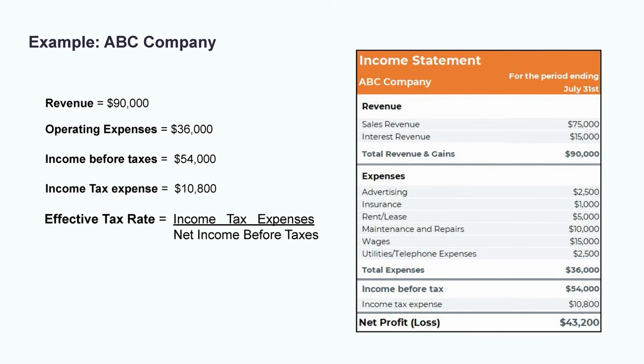We can calculate the company's effective tax rate here by taking the income tax expense and dividing it by the income before tax figure. This gives us 20%. This rate can be used to get an indication on how a company's tax is impacting their profitability and can be used by investors and creditors for comparative purposes across companies.